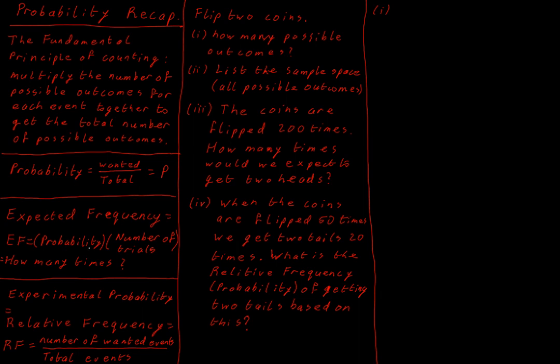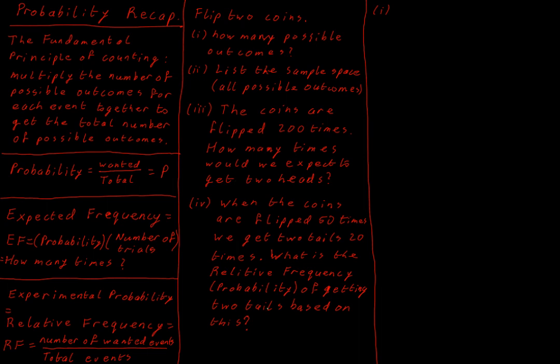Expected frequency is the probability of getting something by the number of times we try to get it, by the number of times we run our experiment. And relative frequency is very similar to probability. It's the number of events we wanted out of the total number of events in our experiment. How many times did we run the experiment?